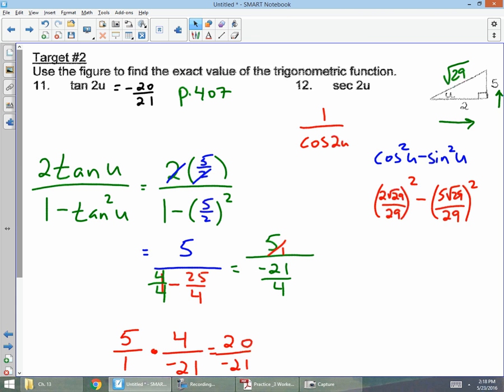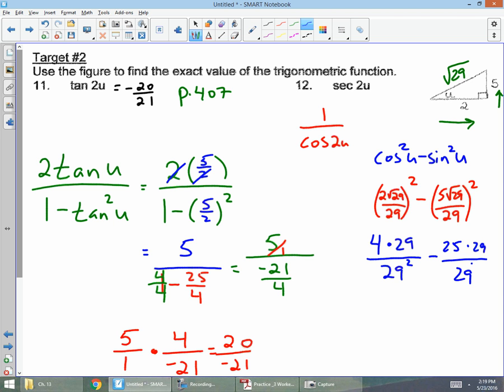Now, what's nice about these types of questions, they actually work out really, really well. So this is going to be 4 because it's 2 squared, and the square root of 29 gets squared, so it actually just comes up as 29 over 29 squared. That's the first parenthesis being squared. Why don't you try the second parenthesis being squared? Five squared is 25. Square root of 29 squared is 29. And 29 squared is 29 squared.